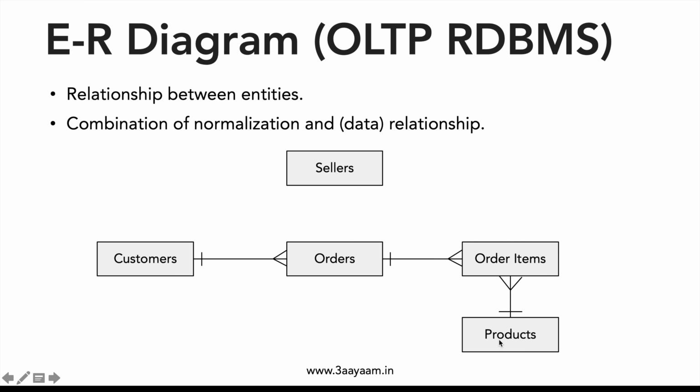For each item, there would be only one product. But for each product, there can be multiple order items. This is how the relationship would be. Let's see the final one between orders and sellers. For each order, there can be only one seller, but for each seller, there can be multiple orders. So this is what ER diagram is.